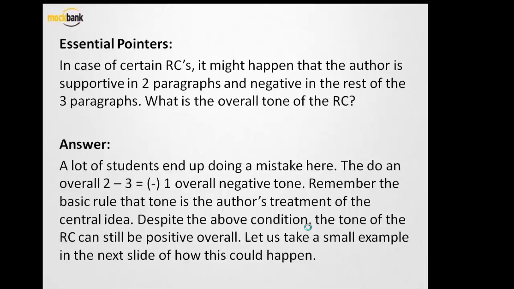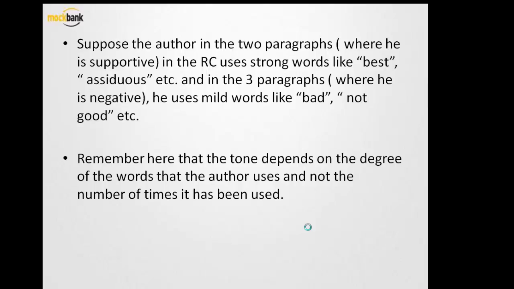This is not maths. I've been continuously telling you across all the classes, English is not maths. Remember the basic rule that tone is the author's treatment of the central idea. Despite the above condition, the tone of the RC can still be positive. How can that happen? Suppose the author in the 2 paragraphs where he is supportive uses strong words like best, assiduous. Assiduous means hardworking. And in the 3 paragraphs where he is negative, he uses mild words like bad and not good. So see, when he is being very positive, he is being very positive. But when he is being negative, he is not being that negative.